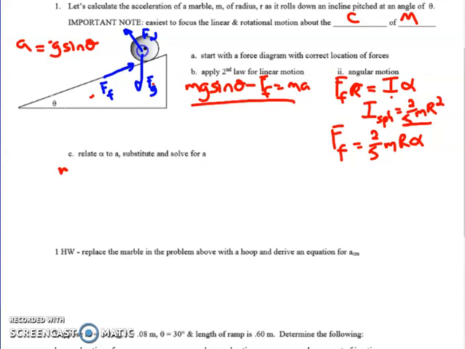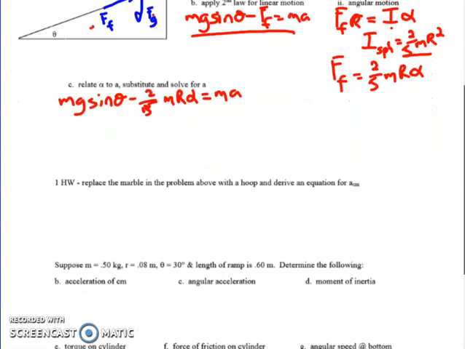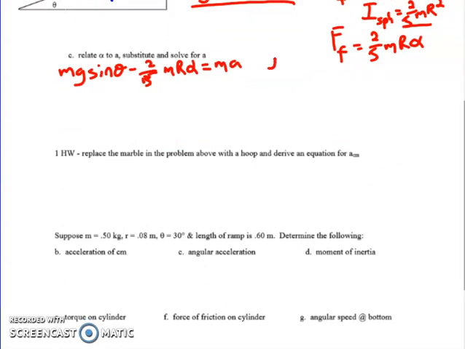Okay, now I'm going to use it over here and apply it to this one. So now I have mg sine theta minus the force of friction, which is 2/5 mRα, has to equal ma. So I've got alpha and a in my equations, and there's a bridge between those two. We know that alpha is equal to a over R. Okay, got to stick with the capital R. So now this becomes mg sine theta minus 2/5 mR a over R equals ma.